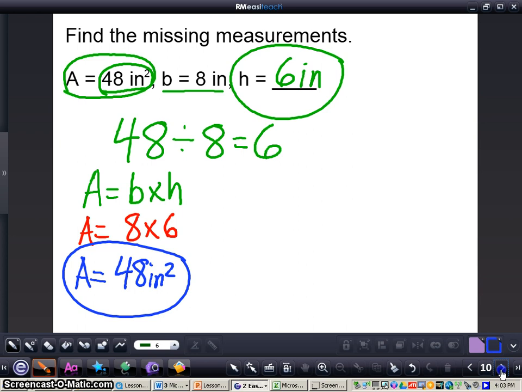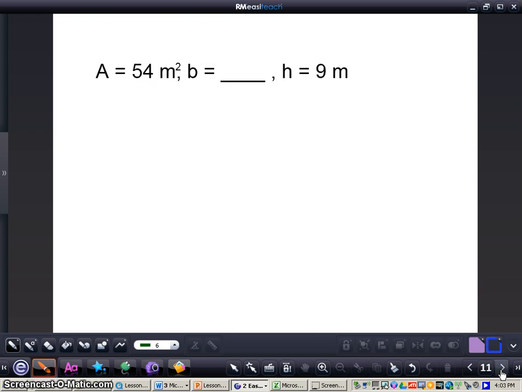So let's take a look at another one here. So the area is given to us, 54 meters squared. Now the height is given to us. For this one, we just need to figure out what the base is. So we have 54 meters squared. We know the height, so what we can do, we can take 54 and divide it by 9.